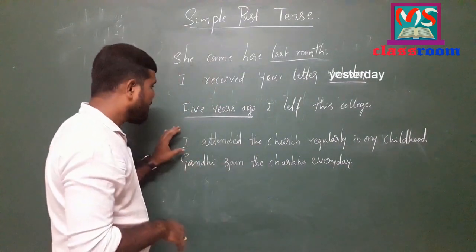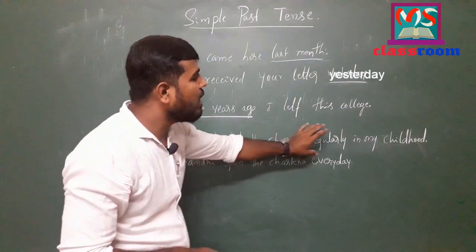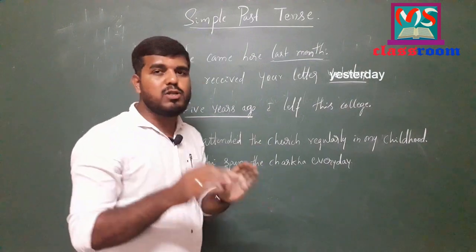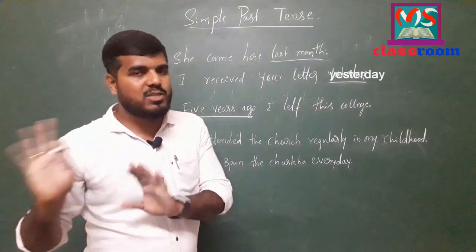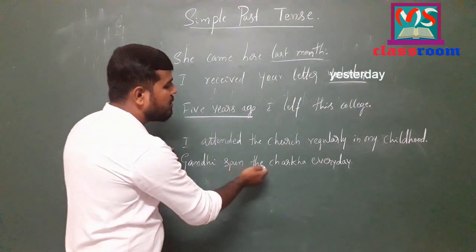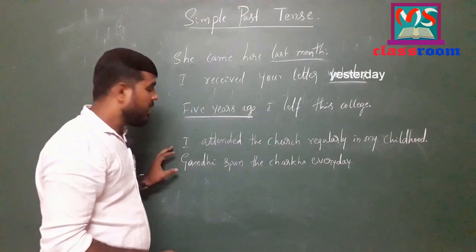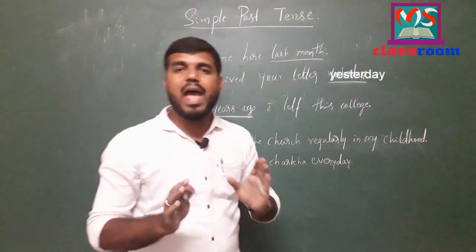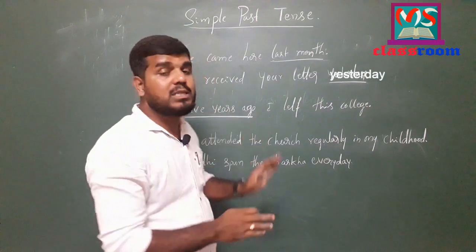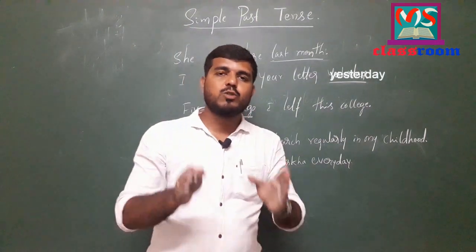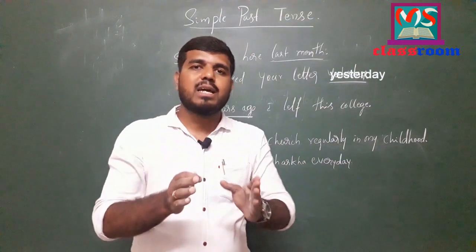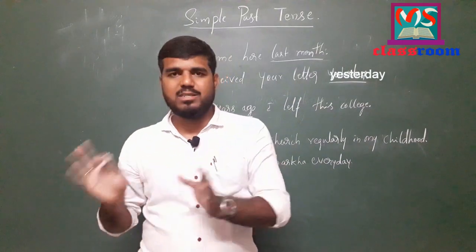Look at the next example here. I attended the church regularly in my childhood. This sentence describes the habitual action in past time. And move to next example. Gandhi spun the charka every day. And here this sentence describes the action which was routine in past time. And you must know that here we use simple past tense to describe an action which was completed in past time and to describe the habitual action in past time.